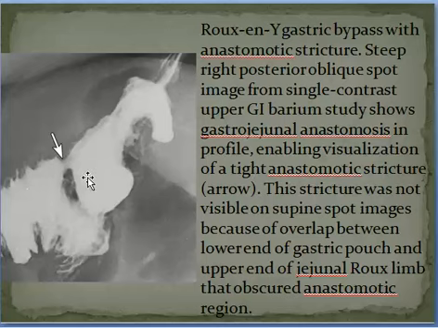This is the structure. This structure was not visible in supine position, as in supine all of this will overlap each other, and it will overlap the lower gastric pouch and the upper end of the jejunal loop, so it will obscure this anastomosis. So all effort should be made to do it in profile to show the anastomotic site, and if there is a narrowing, it should be elucidated.